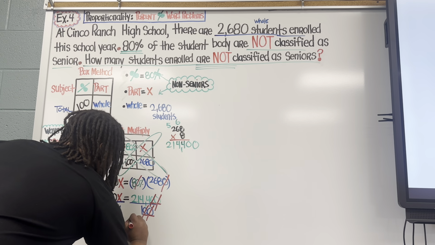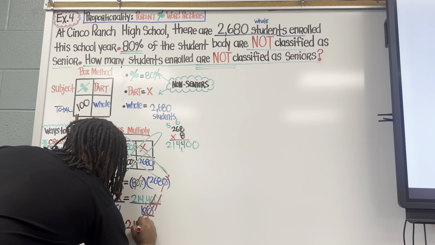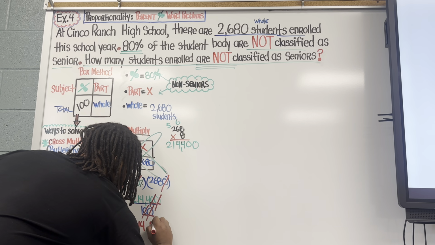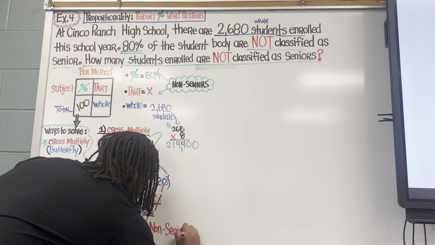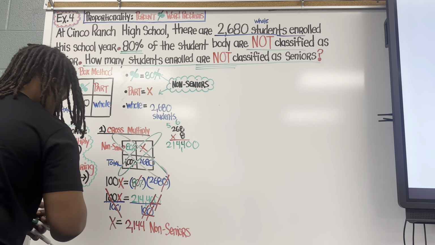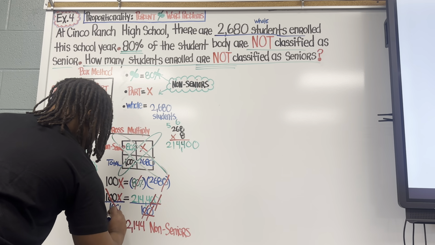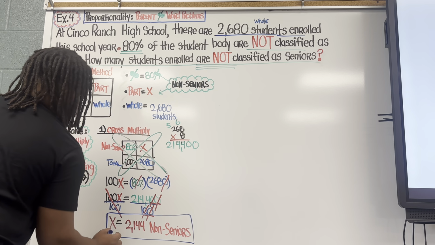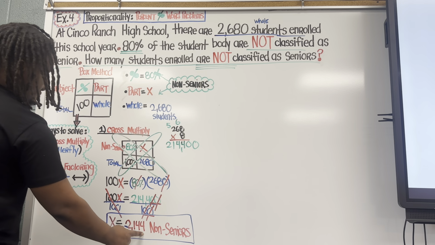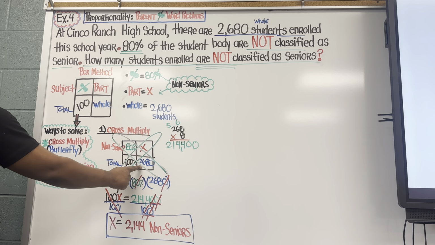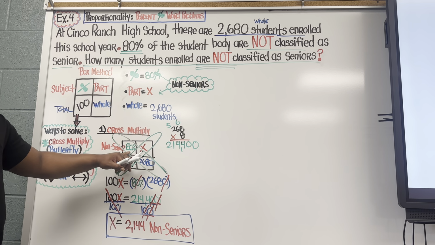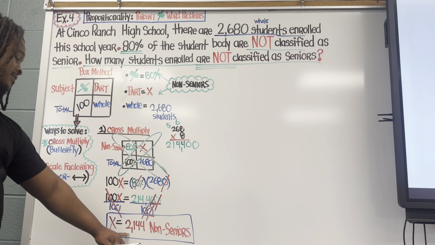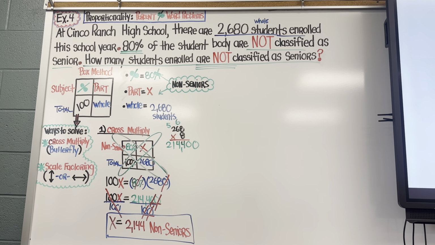So X equals 2,144 non-seniors, right? Because that is the total number of students that are not seniors. And this number, 2,144, is 80% of 2,680. So for example, it's safe to say, if 80% of the student body is not seniors, then 2,144 students are non-seniors, okay?